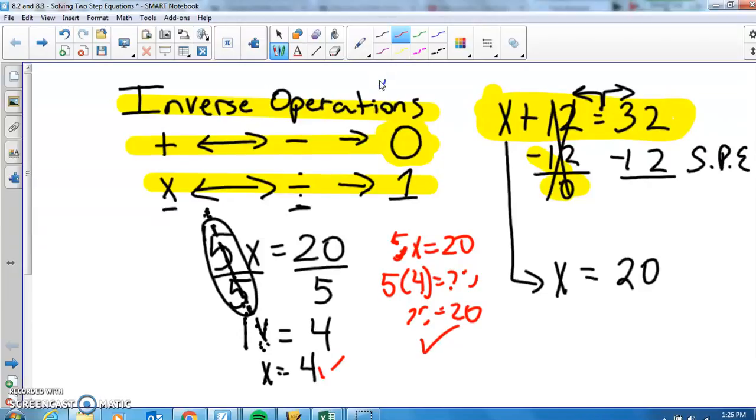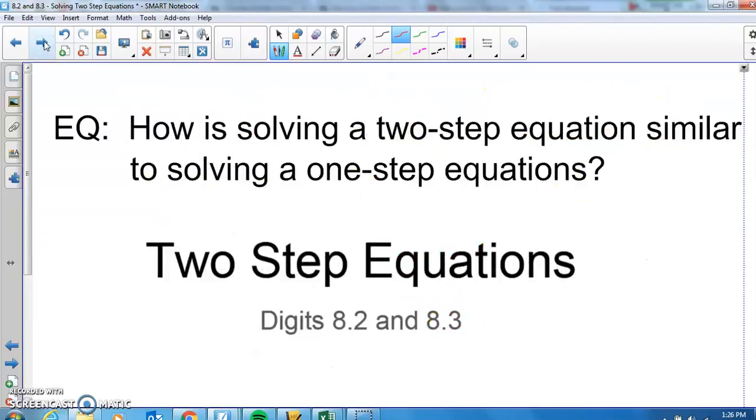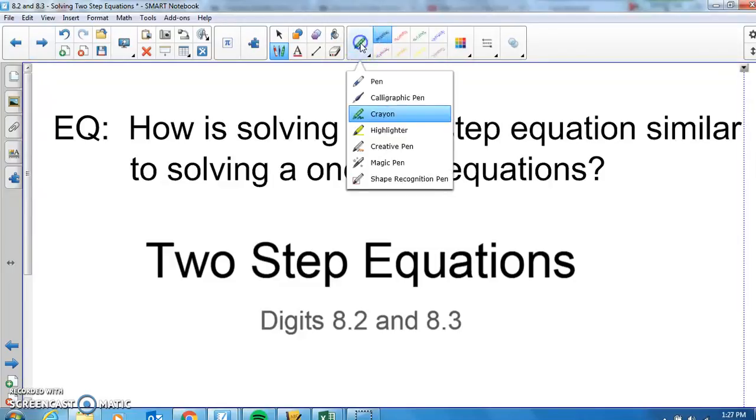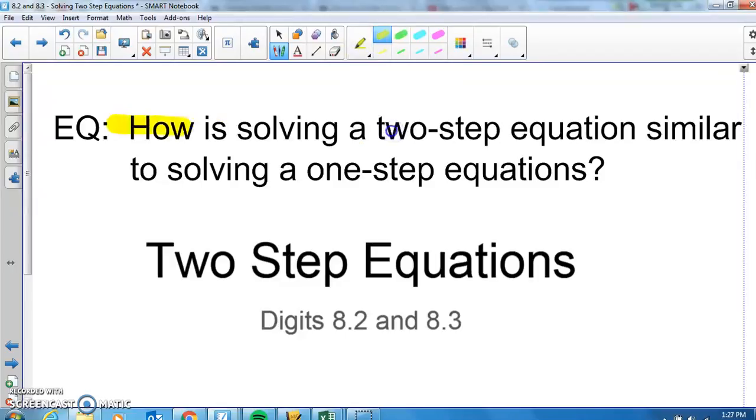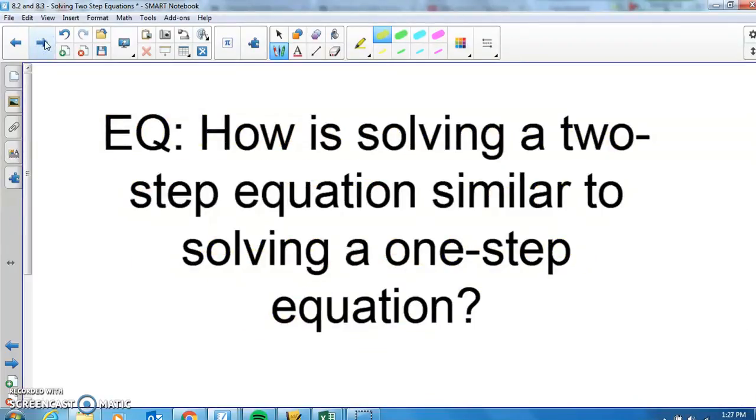Alright, so let's now get into what we're going to be starting today, which is two-step equations. So your central question: how is solving a two-step equation similar to solving a one-step equation? So, if you'll take a minute, copy this central question down. And our topic is two-step equations. This is going to cover sections 8.2 and 8.3, so we're going to knock out two sections of this. And like I said, pause and start the video as needed to copy your notes down. That's just the central question again.